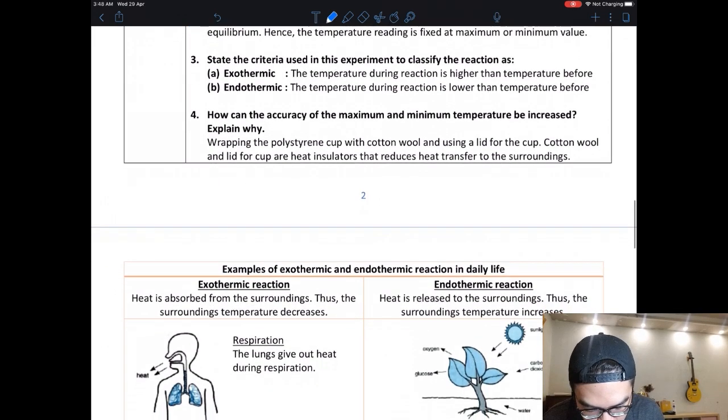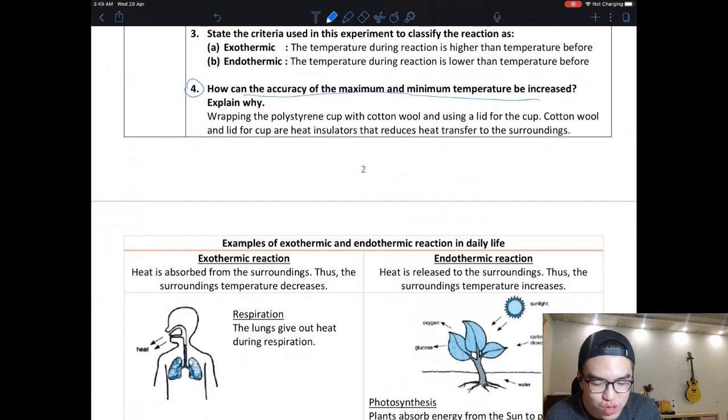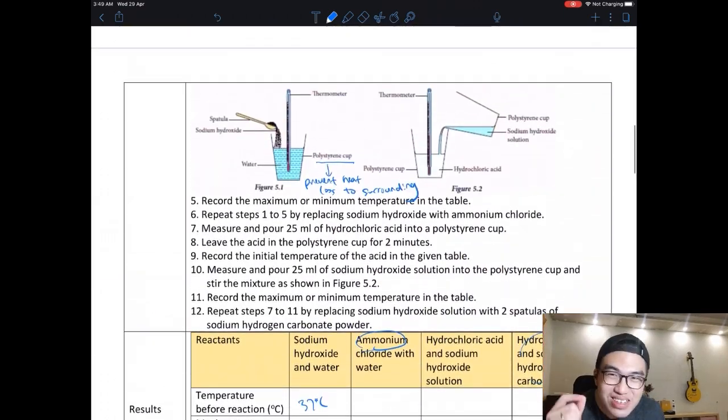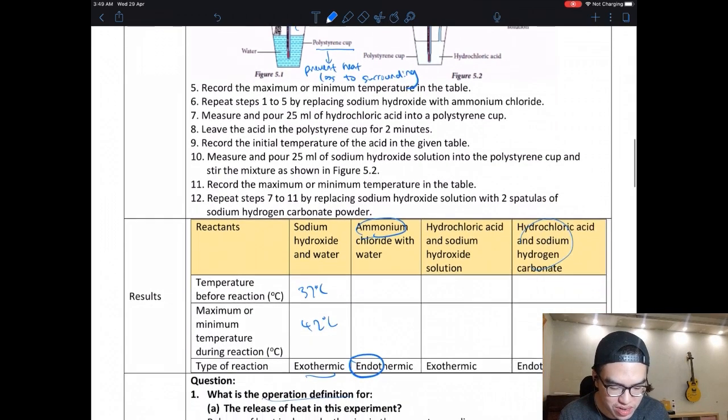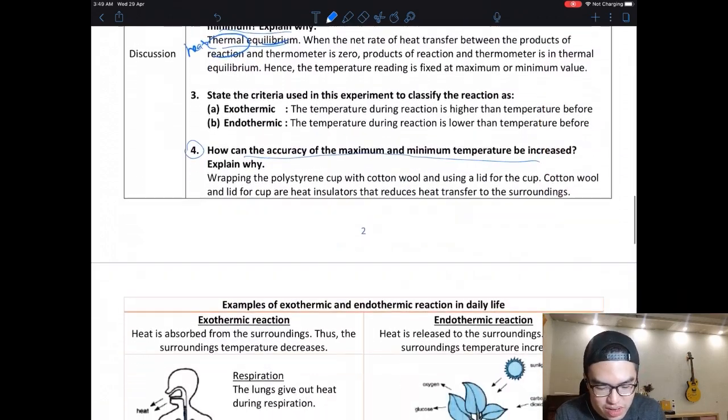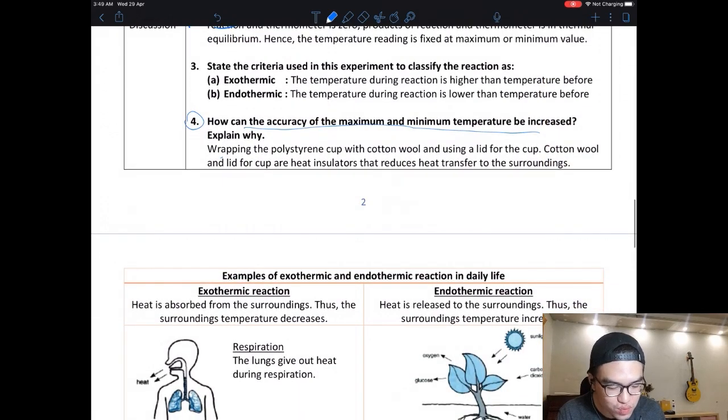One more thing here, number 4. How can the accuracy be increased? How can you make this experiment more accurate? Even if you use a polystyrene cup, there will still be a little bit of heat loss. You can't get 100% no heat loss. There's no such thing in this world. So how do you make this even more accurate? Besides using a polystyrene cup, you can wrap the polystyrene cup with cotton wool. Use a lid. A lid actually prevents heat loss. That's why when you are cooking water, if you cover your water, it boils quicker.